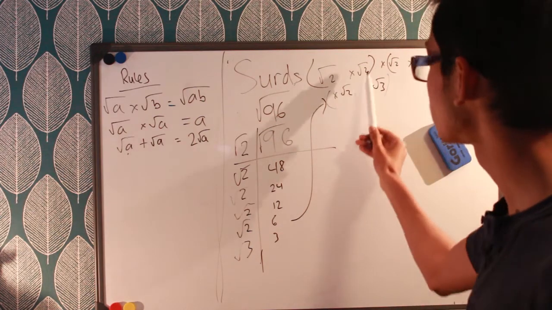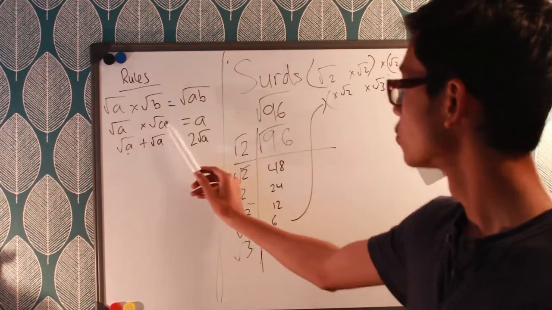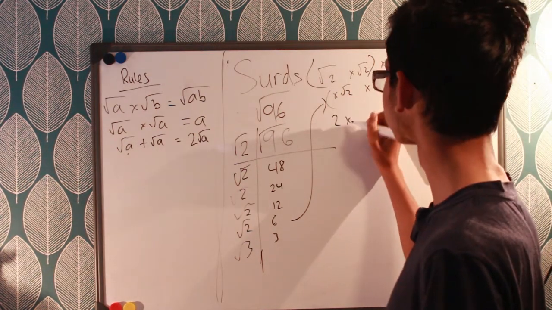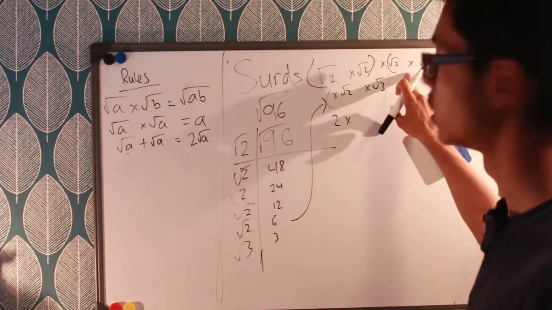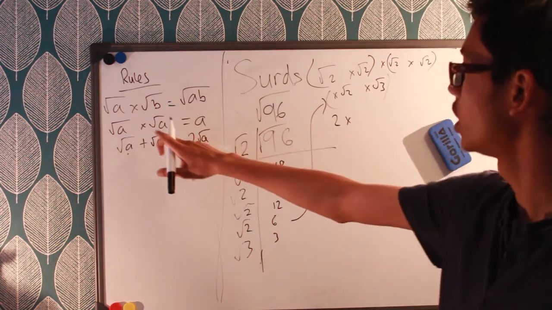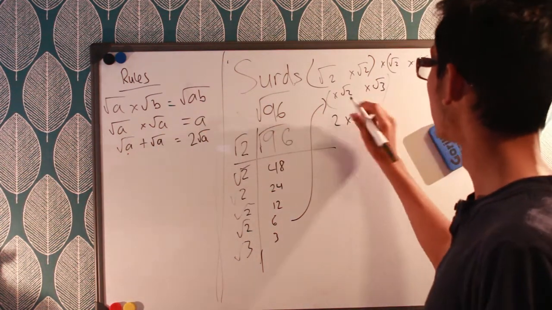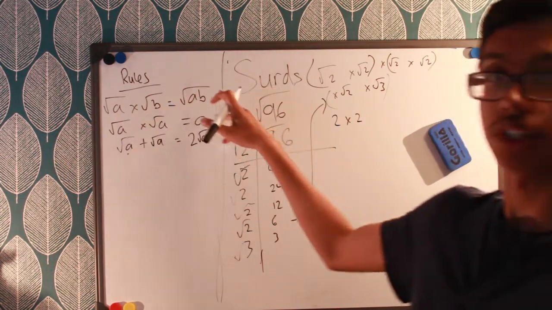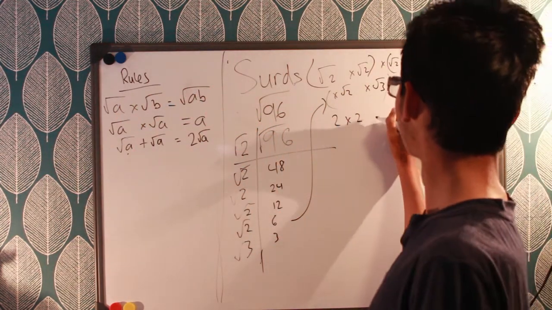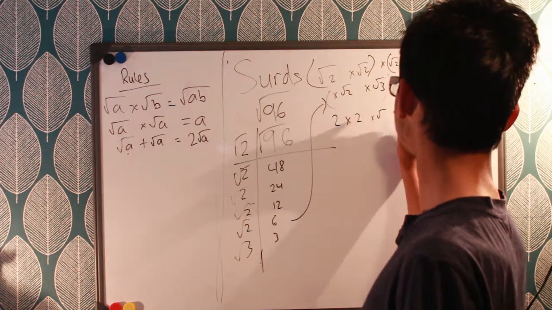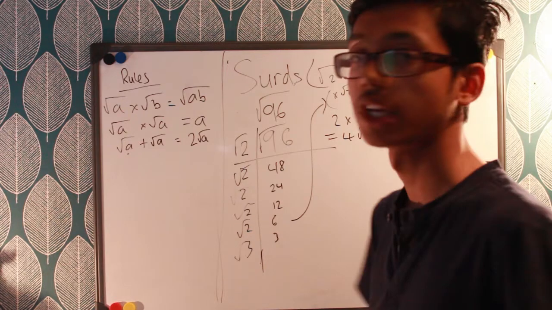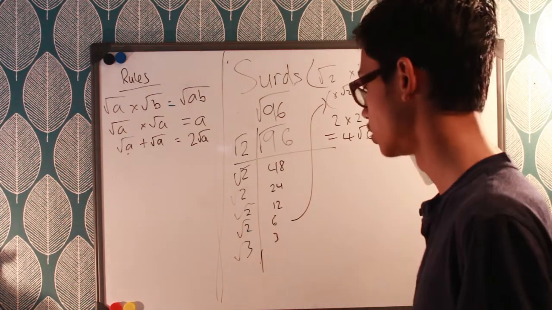Now this is the same rule as saying root A times root A is equal to A. So this will be equal to 2 times 2 if you follow the root A times root A rule. And here root 2 times root 3 is the same as saying root A times root B, which is root AB, so that will be times root 6. Now that can simplify to 4 root 6, and root 96 is the same as saying 4 root 6.